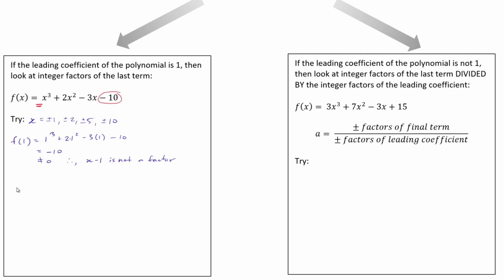Let's try f at negative 1. We're trying our most simple values. So negative 1 to the power of 3 plus 2 times negative 1 squared minus 3 times negative 1 minus 10. And we go to evaluate that, and we can see it's not going to be equal to 0. So we have negative 1 plus 2, so that's positive 1. Positive 1 plus 3 is 4. 4 minus 10 is equal to negative 6.